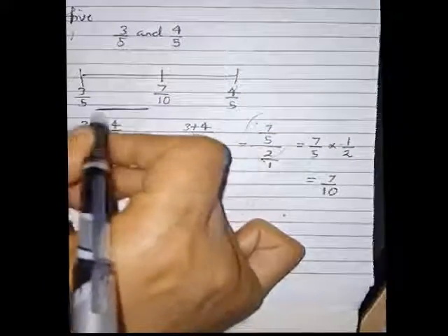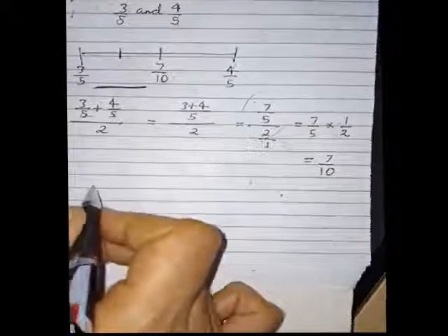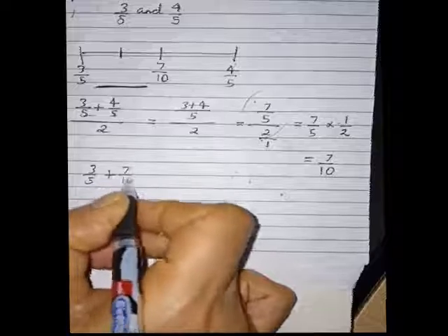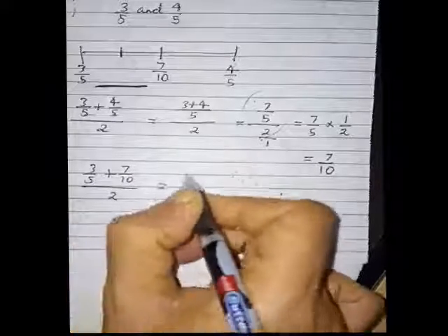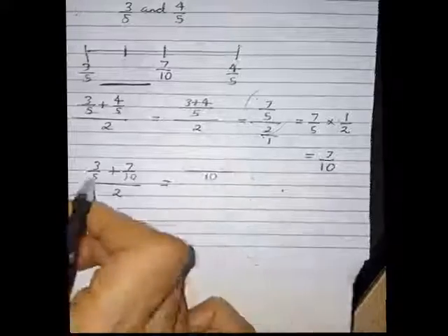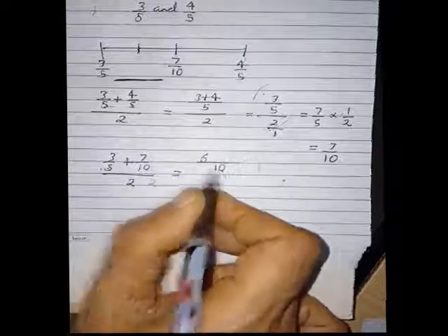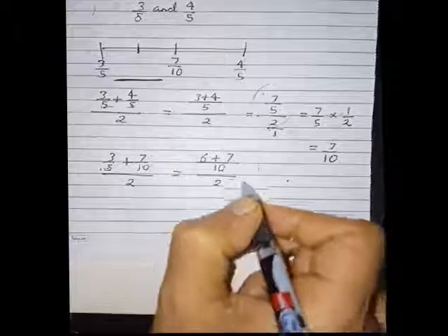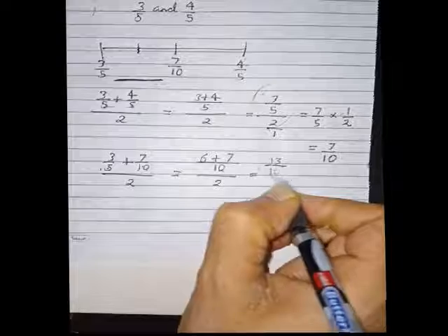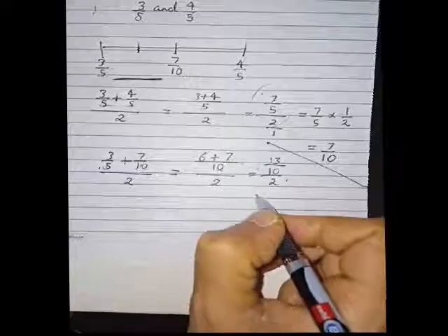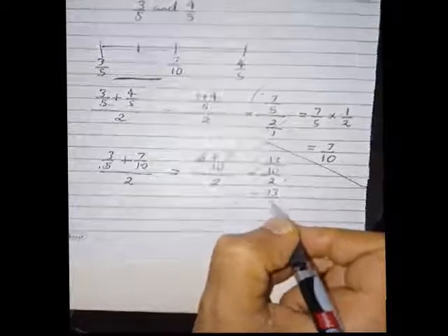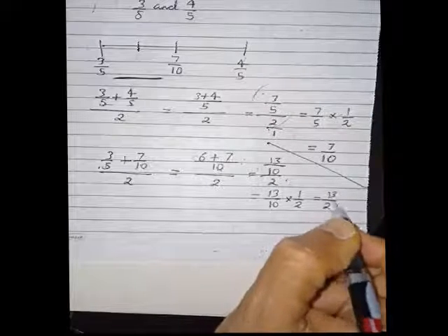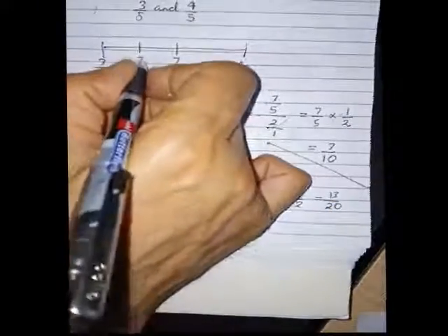Now we will calculate the mid value between these two. For that we add 3 upon 5 plus 7 upon 10 divided by 2. The LCM here will be 10. 5 twos are 10 and 2 threes are 6; 10 ones are 10 and 1 seven is 7. So it is 13 upon 10 divided by 2. Solving further, 13 upon 10 multiplied by 1 upon 2 gives 13 upon 20. So 13 upon 20 is a number between these two.